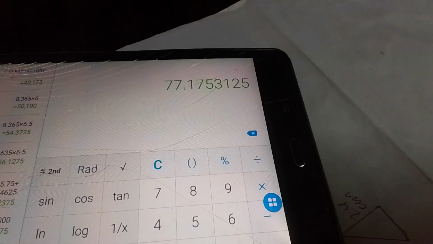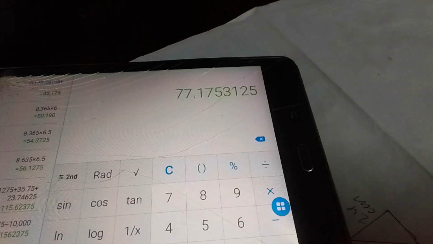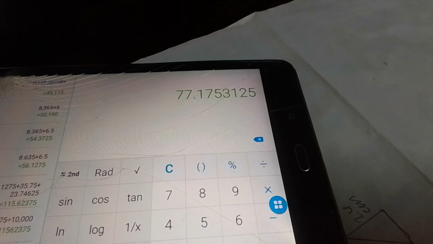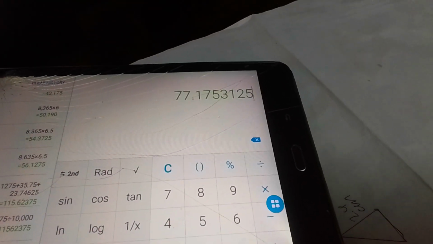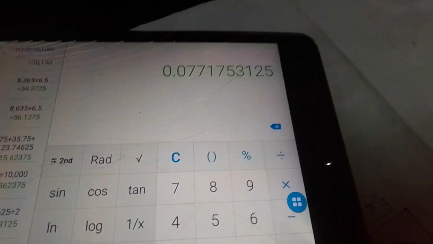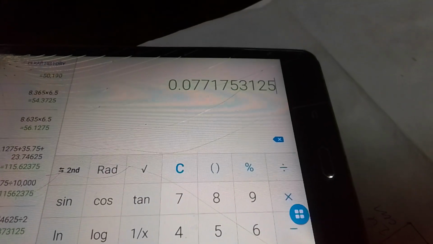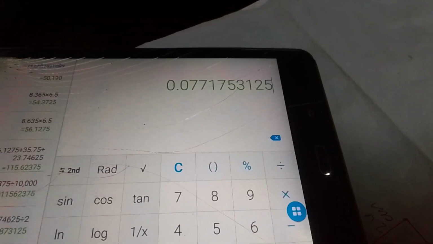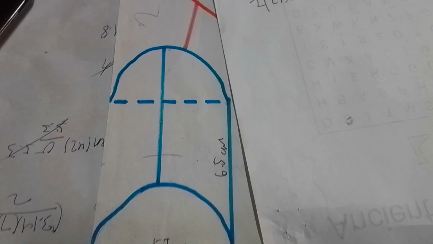The volume is 77.175 cubic centimeters. And then, converting it to liters, that's supposed to be divided by 1,000. So, therefore, 0.0771 liters of water is needed to fill this tank. That's it.